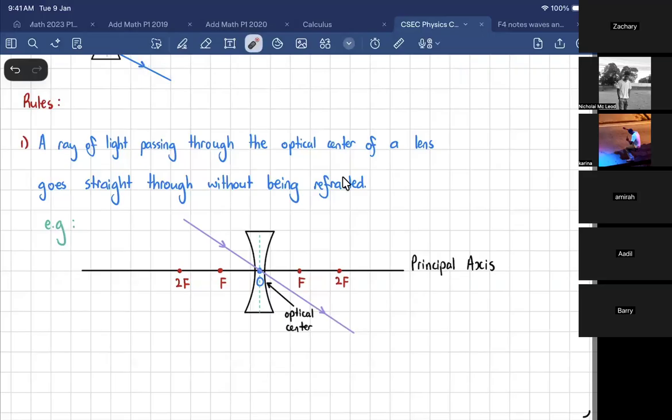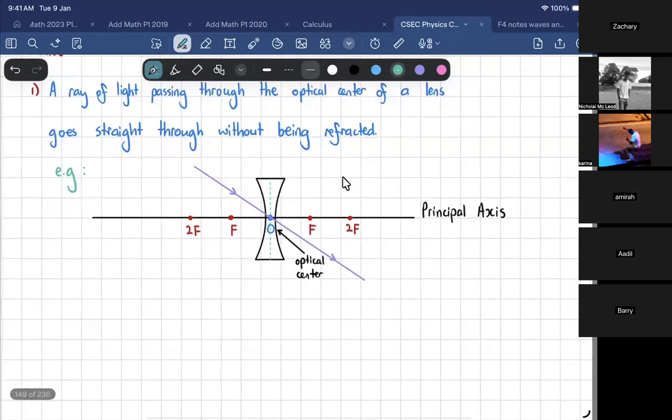Let me know if you understand the first rule. So, like I'm saying, if you have a line passing through the optical center, it's just gonna go straight through. Do you understand that or not? Yes, sir.